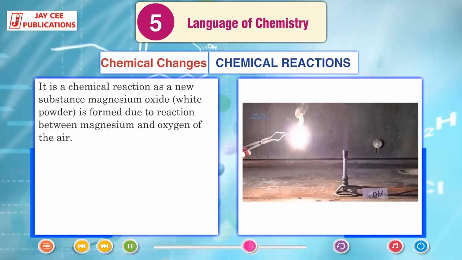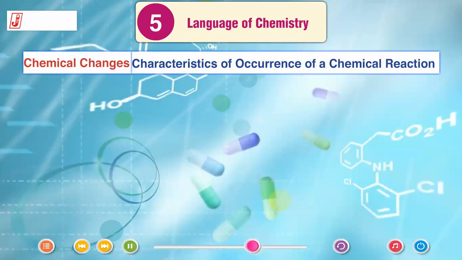It is a chemical reaction as a new substance, magnesium oxide, a white powder, is formed due to reaction between magnesium and oxygen of the air. Characteristics of occurrence of a chemical reaction.